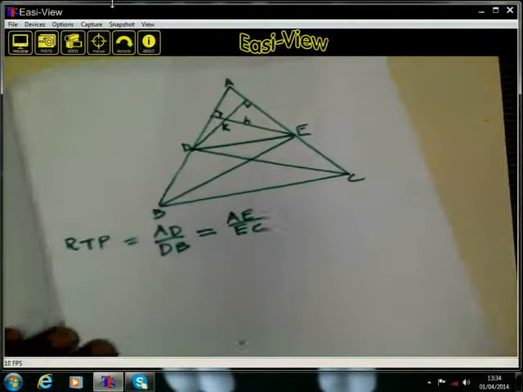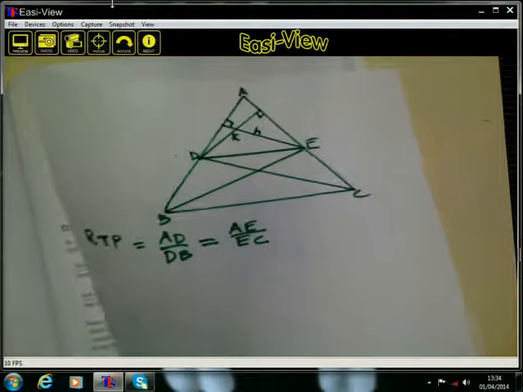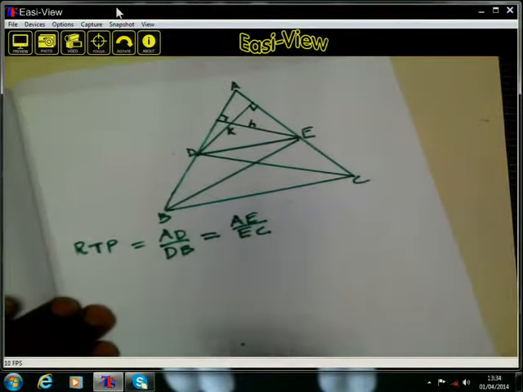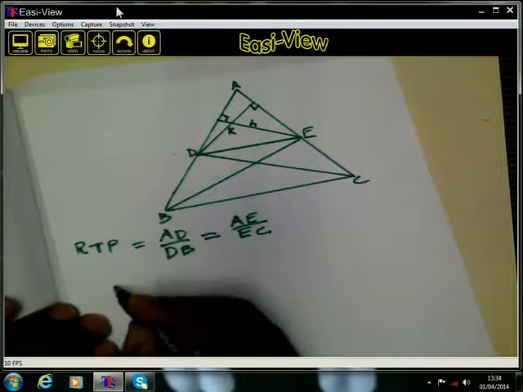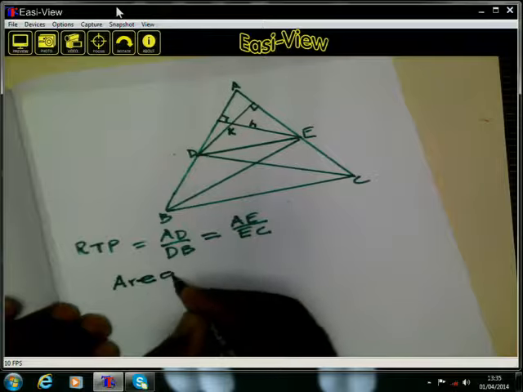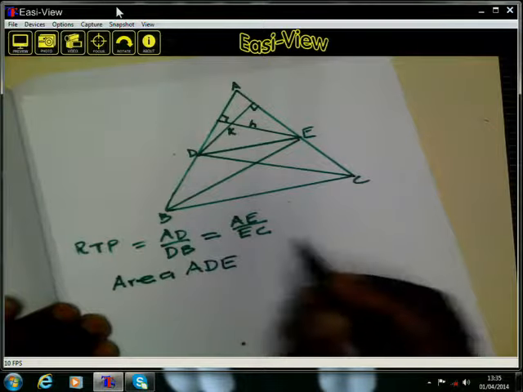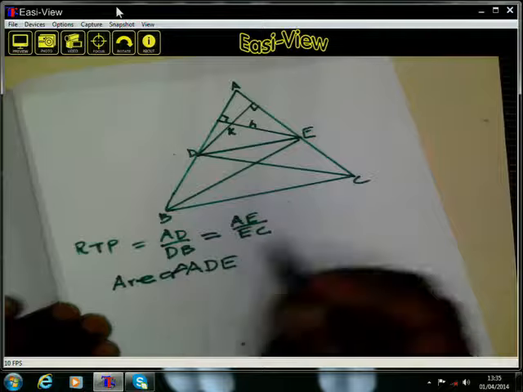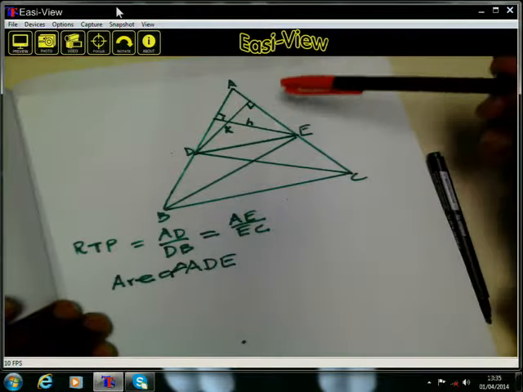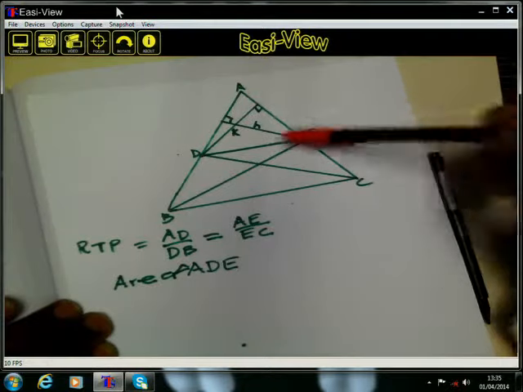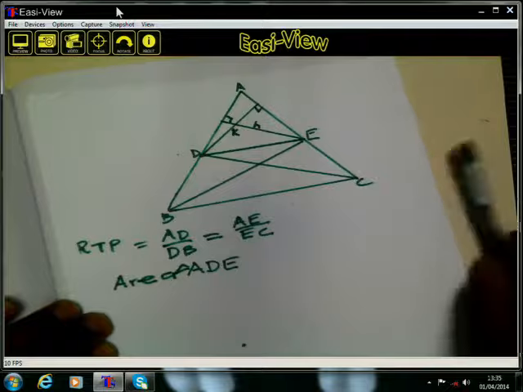Fine. Now let me go to my first proof. With my first proof, I want us to look at area of triangle ADE. I don't want us to go the book way, guys. Let's quickly define what area of triangle ADE is all about. I hope you are watching the triangle in question. We are looking at triangle ADE. That is the top triangle. Fine. We can deal with this.